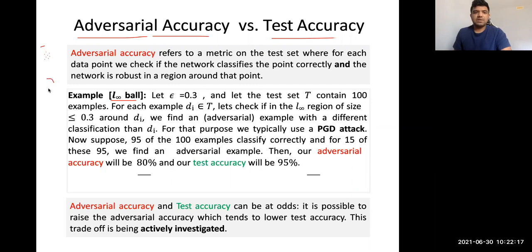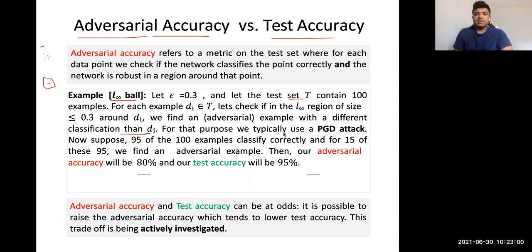It's basically a range around the point, a bounded, maximum distance range around the point. We have a test set containing 100 examples, and for each of those examples we have our L infinity bound, or L infinity region, of size less than 0.3. So the epsilon, the radius, would be less than 0.3 around each point, and we find an adversarial example with a different classification than the original classification, so a misclassification, a different target label.